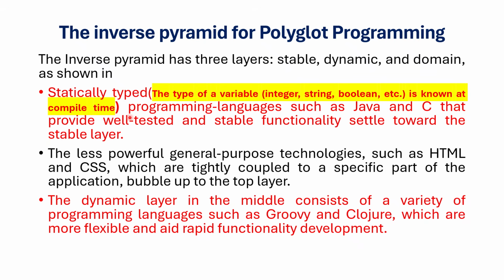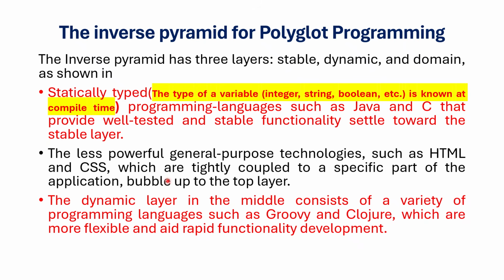The statically typed feature means that before using a variable, we define its data type. For example, in C and Java, we declare int c, then c is equal to 10. So before using c equal to 10, we must declare the data type of the variable. That is the meaning of statically typed. So in the stable layer, we usually use languages that are statically typed.